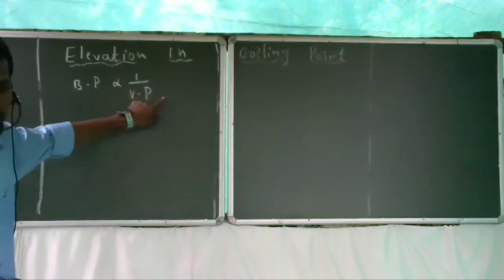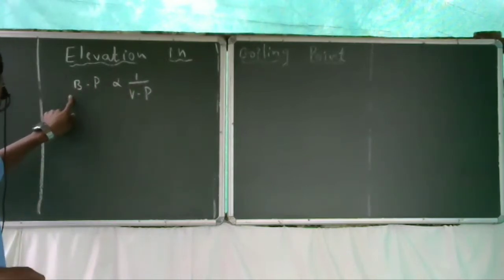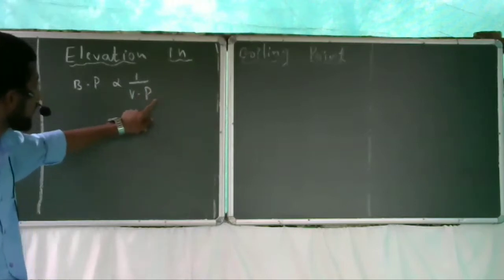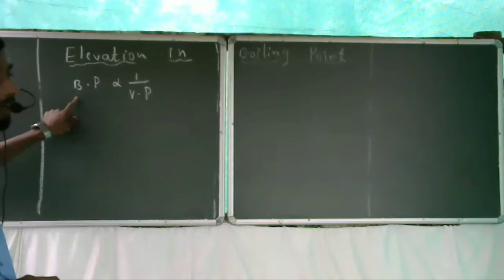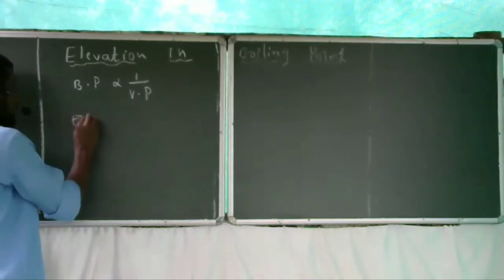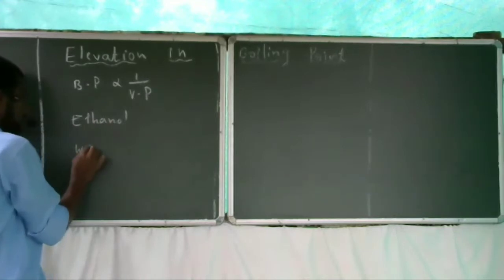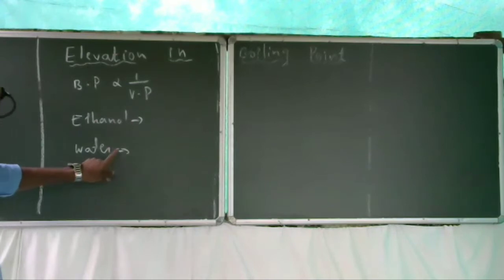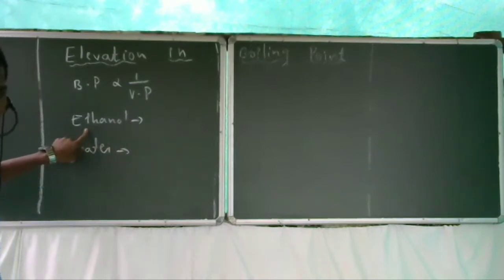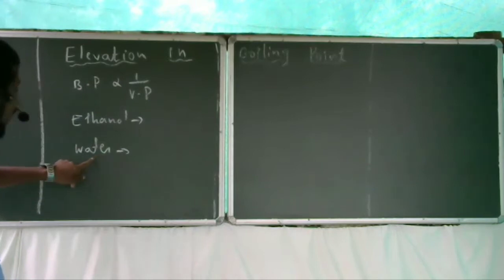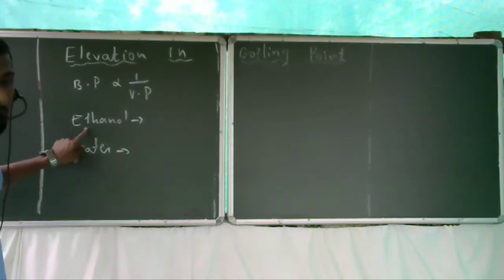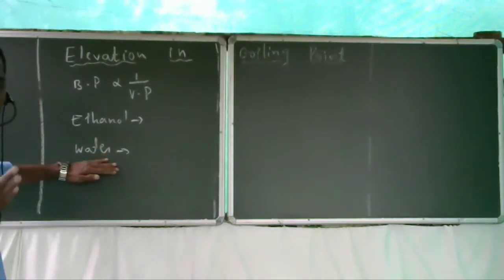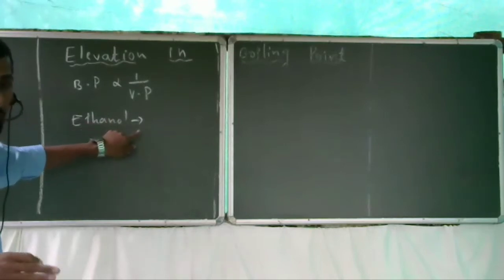If the vapor pressure of a liquid is high, the boiling point is low, it boils at a lower temperature. If the vapor pressure of a liquid is low, then its boiling point is very high. Now if you compare ethanol and water, okay, vapor pressure of water is somewhat lower than that of ethanol. Comparing water and ethanol, water is less volatile, ethanol is more volatile. So whichever is less volatile has low vapor pressure, and whichever is more volatile has high vapor pressure.